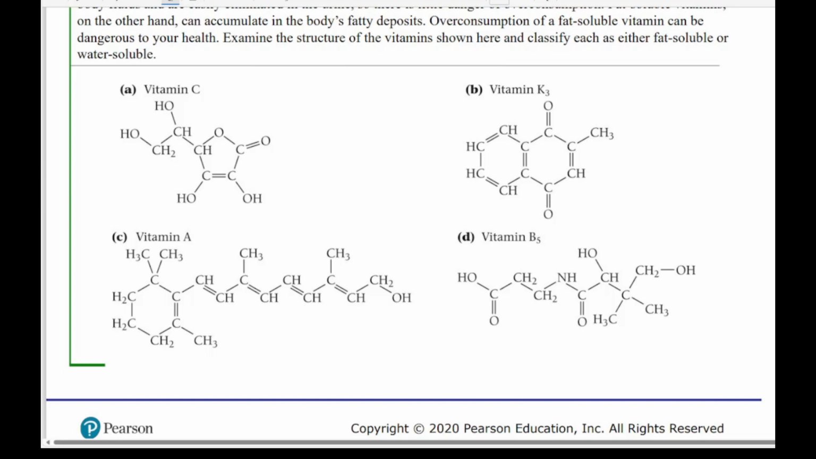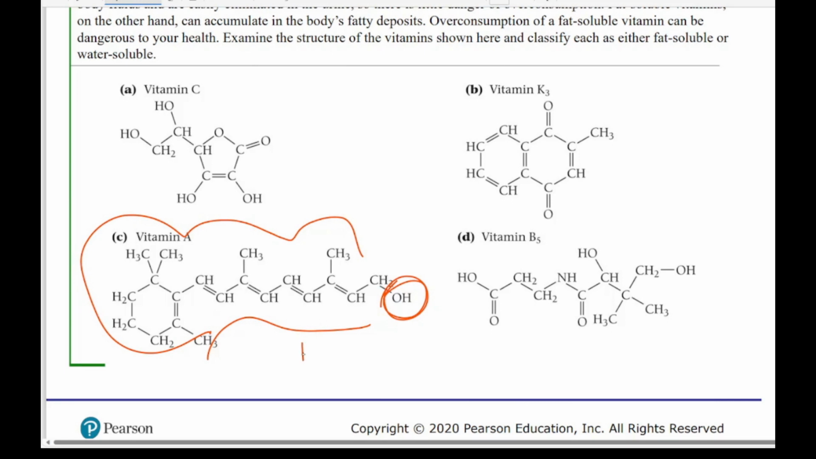Next, we'll consider example C, vitamin A. Vitamin A has almost all carbon-hydrogen bonds. There is one OH bond, a small alcohol functionality in this molecule. However, it's very small. It has a very small polar bonding area compared to the nonpolar bonding area that the rest of the molecule takes up, and that makes vitamin A fat soluble.